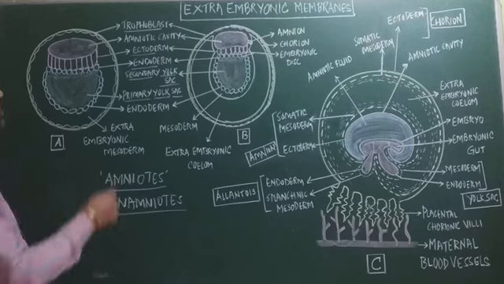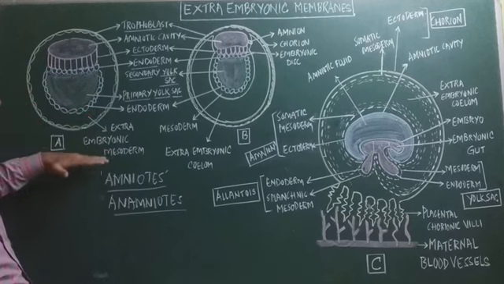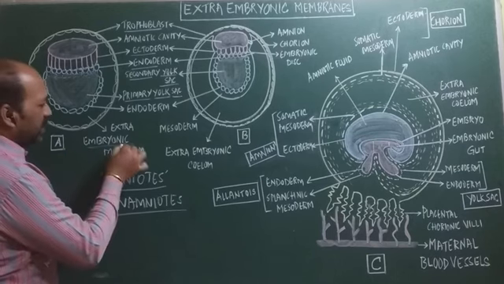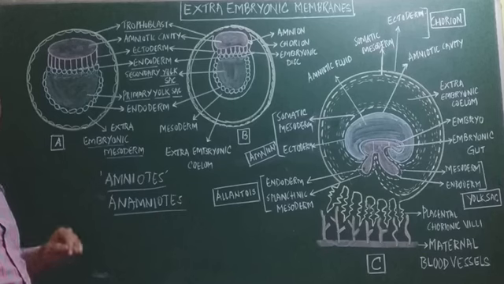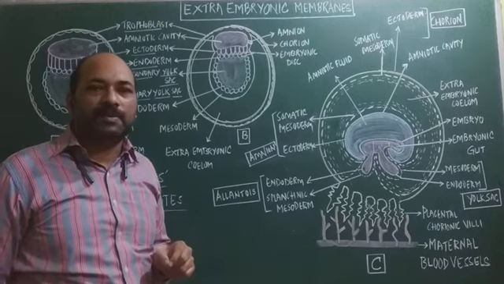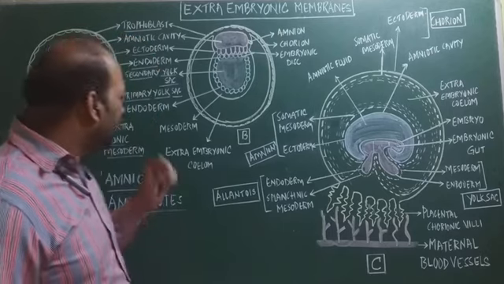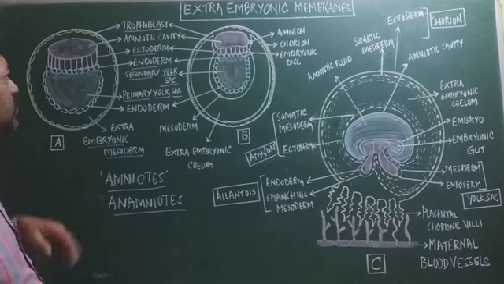Apart from this embryonic stage, surrounding it you can see the presence of the extra embryonic mesoderm. Why do we call this extra embryonic mesoderm? Because the mesoderm that is present is formed in between the endoderm and ectoderm. That is the reason we call it extra embryonic mesoderm.